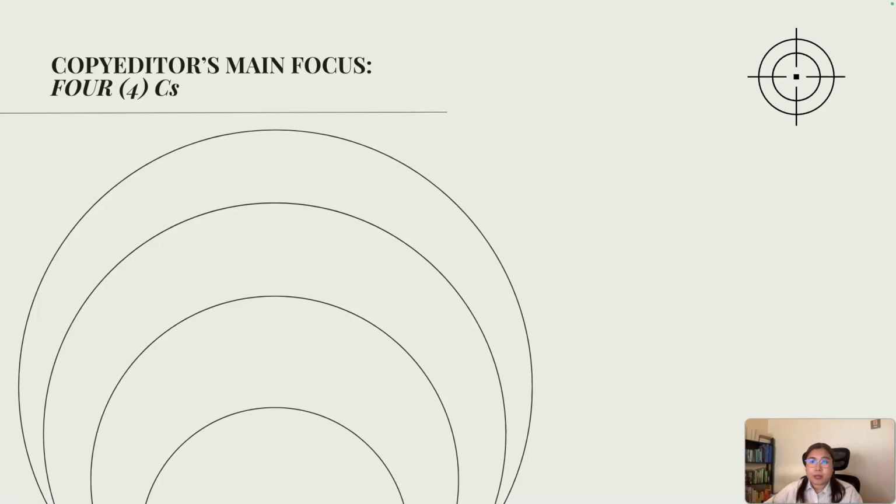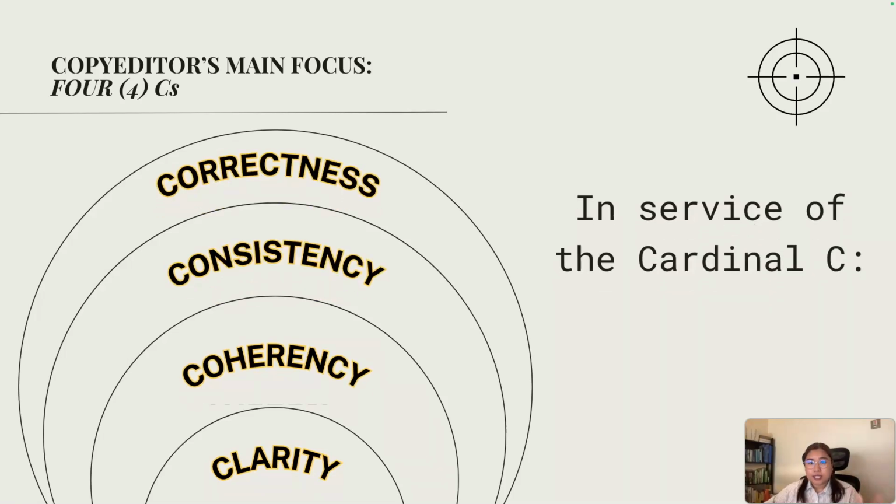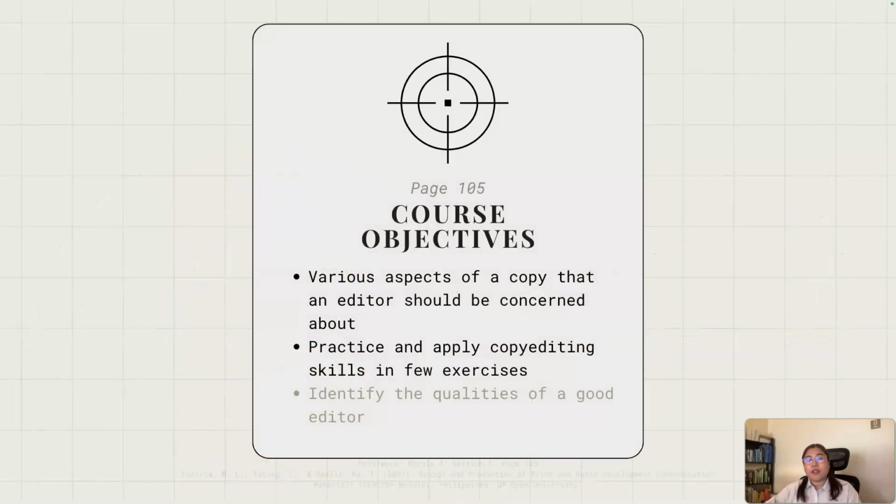The copy editor's main focus can be summarized into what we call the 4 C's: clarity, coherency, consistency, and correctness. All this is in service of the cardinal C, which is communication. Now that we have discussed that, we can proceed with returning to our course material.